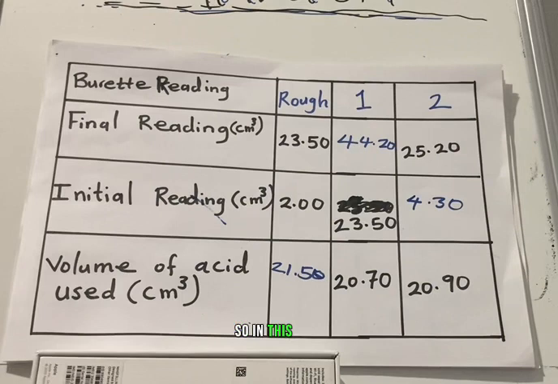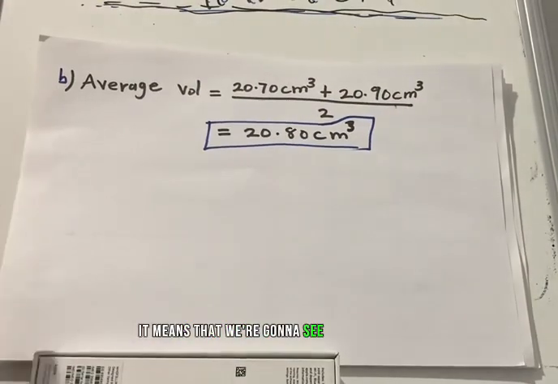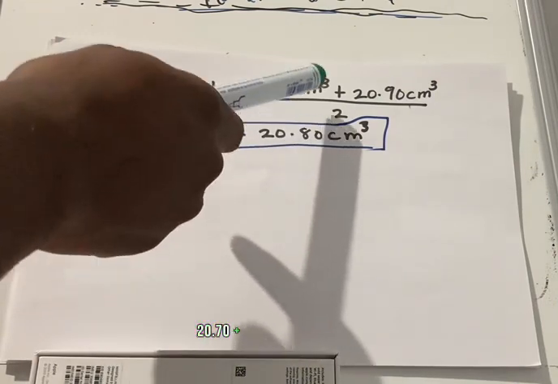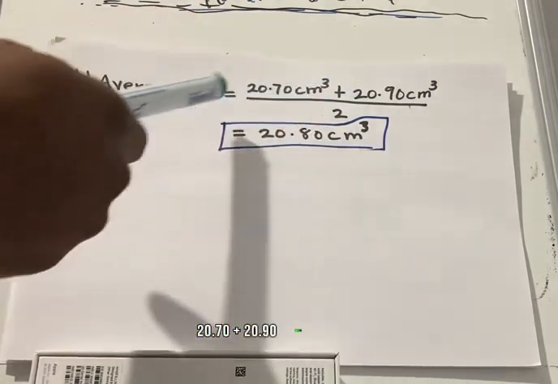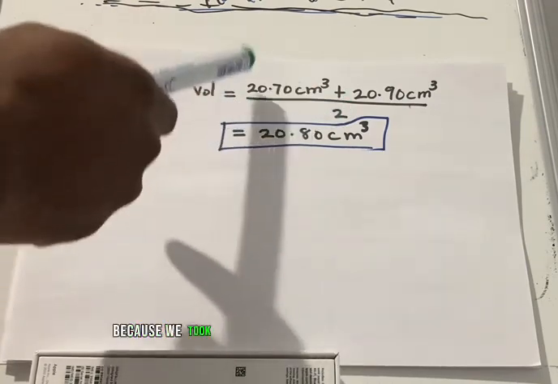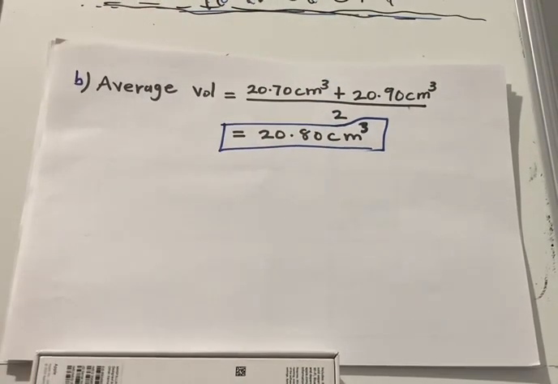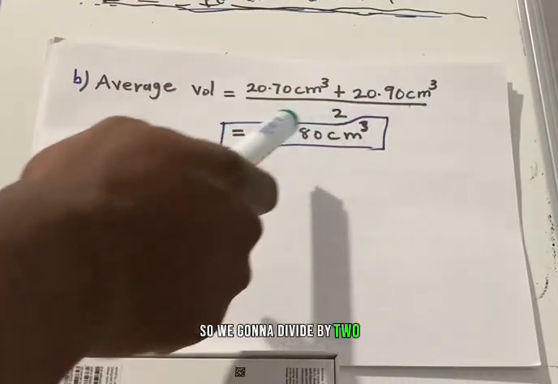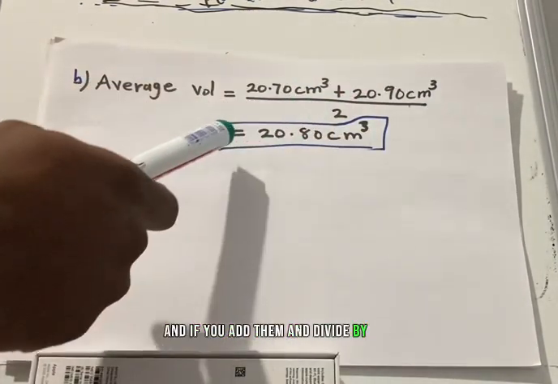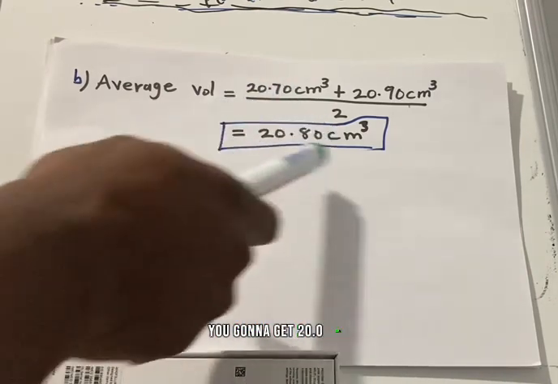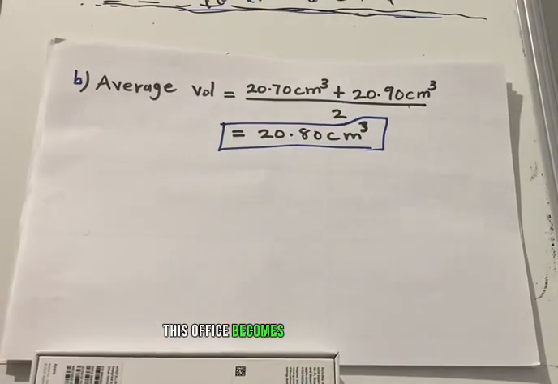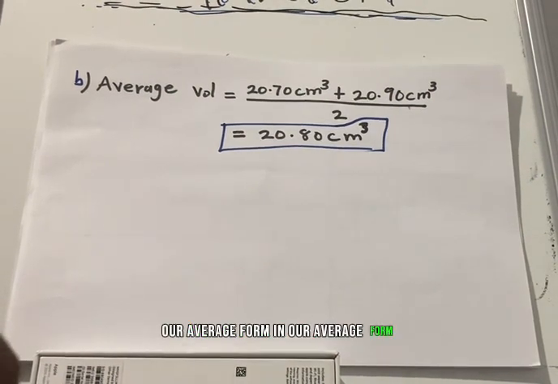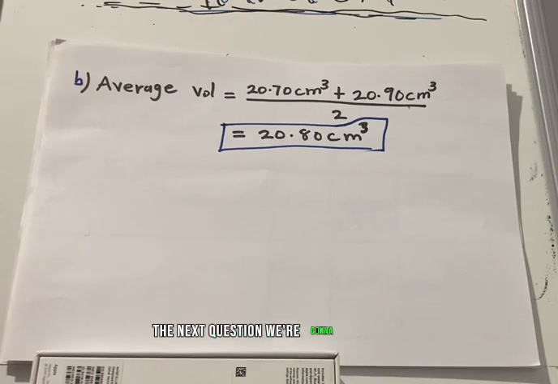So in this case, it means that we're going to say 20.70 plus 20.90 divided by 2, because we took two numbers. If we are taking 3 numbers, we're going to divide by 3, but in this case we took 2, so we're going to divide by 2, and if you add them and divide by 2, you're going to get 20.80 cm³. This obviously becomes our average volume.